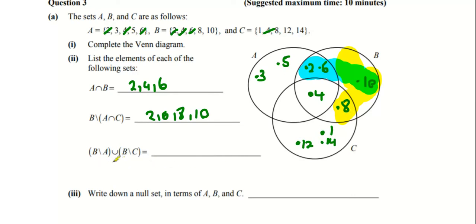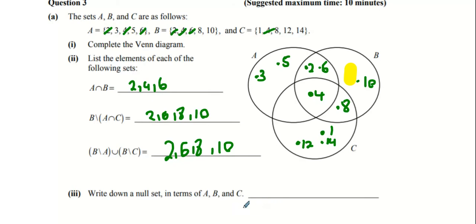And it's OR, so it can be either of them. So the answer is 2, 6, 8, and 10. You're allowed to have both of them. Okay, so 2, 6, 8, and 10. And this is also 2, 6, 8, and 10.